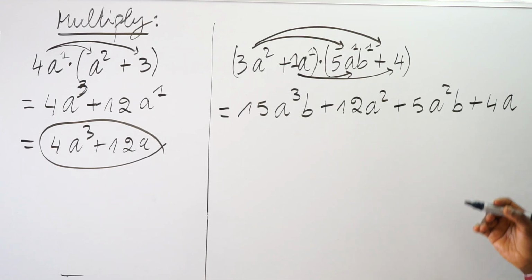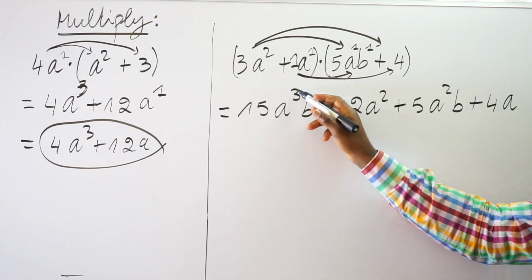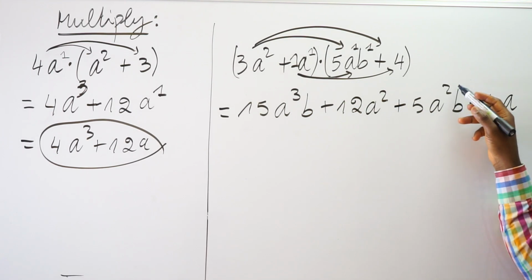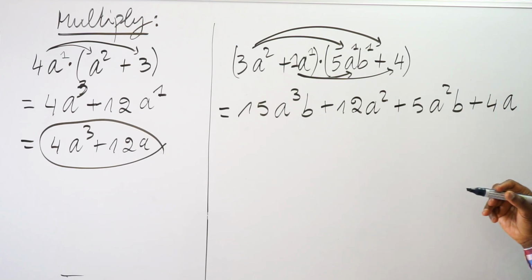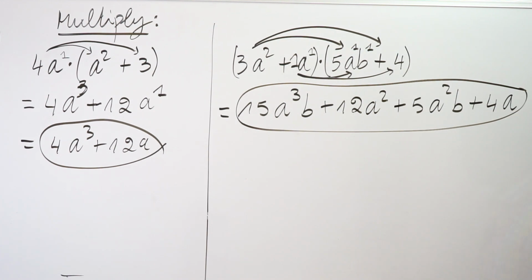Is there anything that we can combine together here as like terms? No, because a to the third b is different from a to the second power, it's different from a to the second power b, and it's different from a. Ladies and gentlemen, you are finished with your problem. All right? Thank you.